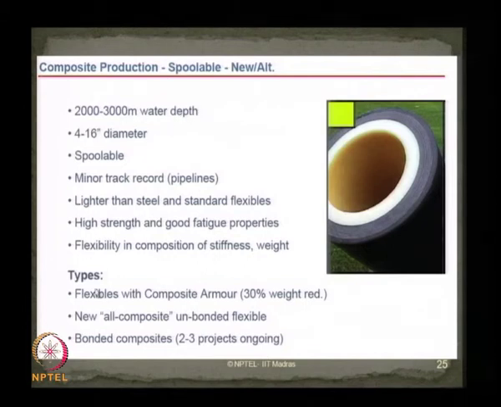There are different types of these kinds of risers available. They are flexible risers with composite armor, where a 30% weight reduction happens because of the armor composition in the flexible configuration. New all-composite risers are also available using unbonded flexible risers. You also have bonded composites, where 2-3 current projects in the Gulf of Mexico are using this kind of composite riser, where the weight of the riser is further reduced and made flexible, so that these risers of even larger diameter can be easily spooled off to be transported from one location to another for installation.